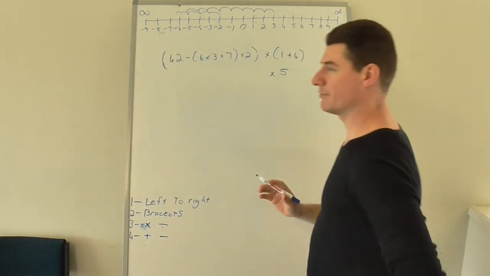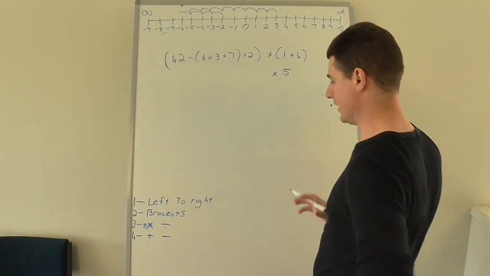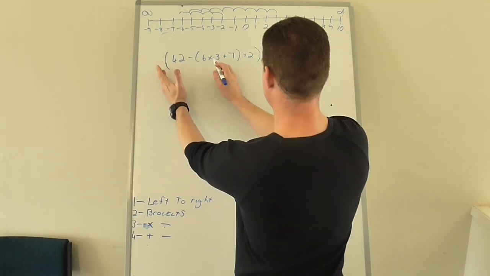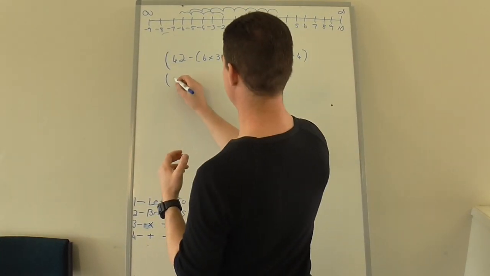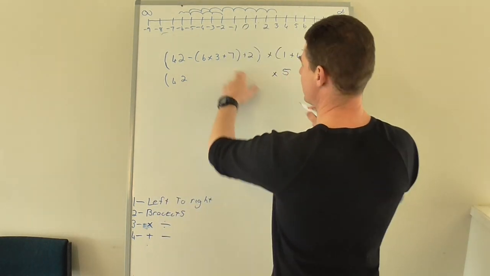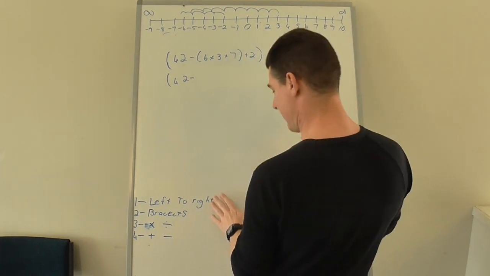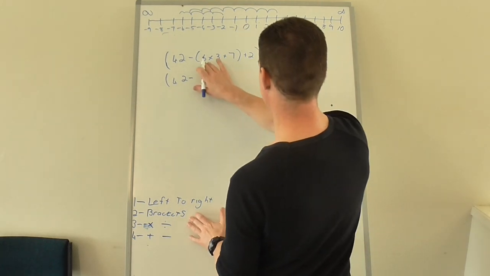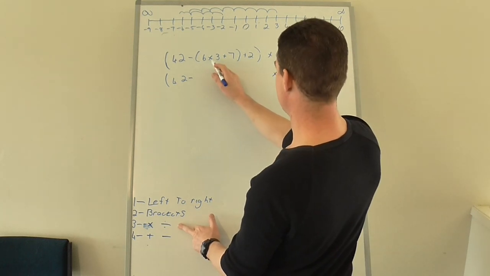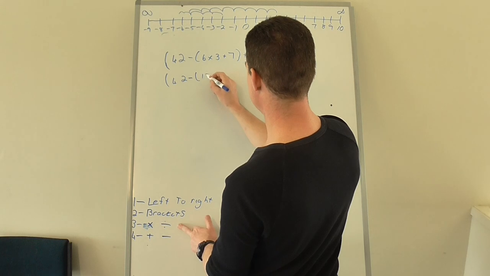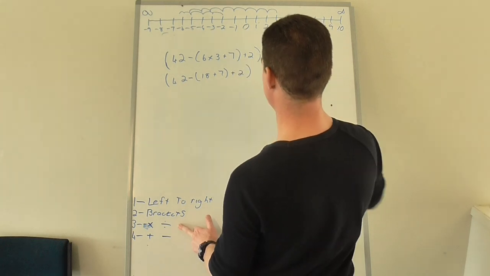So now we work on that one, and once again, we start again. We work from left to right. Are there any brackets? Yes, we've actually got a bracket within a bracket. So in other words, we just treat that separately. So we just say 42 minus, okay, now we go into that bracket. Once again, you go back to your rules. You work left to right, brackets. So we are busy with that bracket now. Multiplication and division: yes, we've got 6 times 3. That's 18 plus 7. Okay, and then we just write that plus 2 and close the bracket.